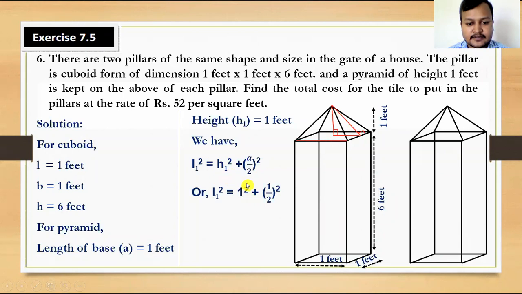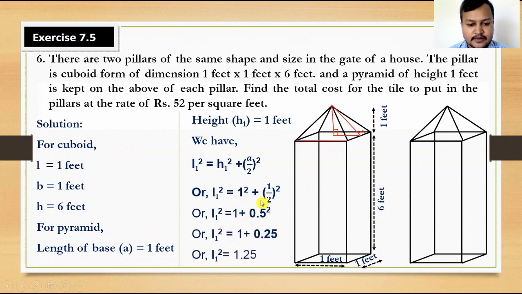If we put the value of H1 as well as A, 1 square plus 1 by 2 square, it is 1 square, 1 by 2 square means 0.5 square, and it will be 1.25. So what will be the value of L1 if L1 square is equal to 1.25? We have to find the square root of 1.25. 1.1180, 1.118. Okay, we are in grade 10. At least try to pronounce properly.